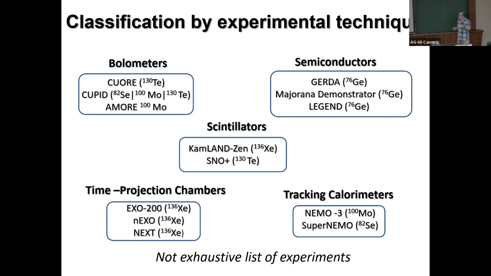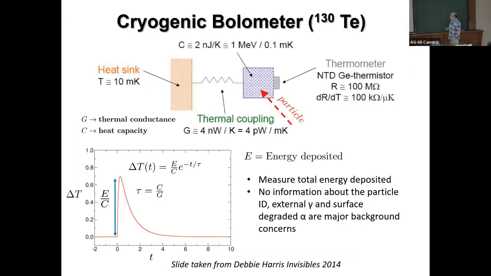I am going to talk only about a couple of them. And yesterday Elisabetta talked about the bolometer, so I am going to give just a few words. The idea is that a particle deposits energy, and this energy is translated into a change in temperature. This change in temperature is what you are going to measure. This is the basic idea of the bolometer. So what is the disadvantage? In this scheme you are measuring the total energy deposit, and you don't have information about the particle ID or external gamma rays coming from backgrounds.